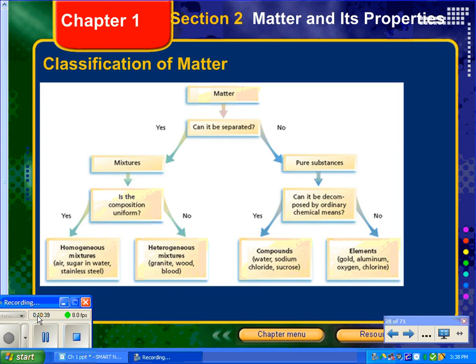This is a flow chart that you can use to determine what type of matter you have. So you can take a substance and answer these questions about it and break it down into homogeneous mixtures, heterogeneous mixtures, compounds, or elements.